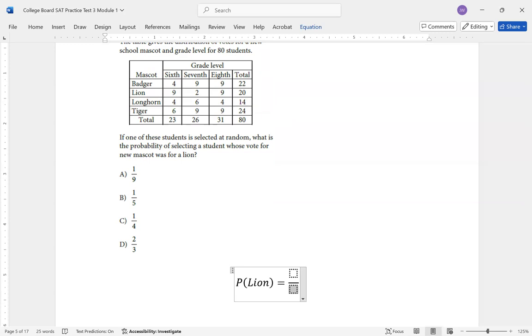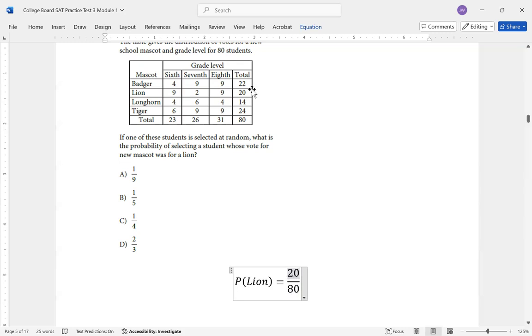You can think of this as the same, where since we're picking a student at random and there is a total of 80 students, we're picking out of 80. That is going to become my denominator. And then I need to read how many of those 80 voted for the lion mascot. Of those 80, 20 voted for the lion mascot: 9 in 6th grade, 2 in 7th, 9 in 8th. That gave a total of 20 people who voted for the lion mascot.